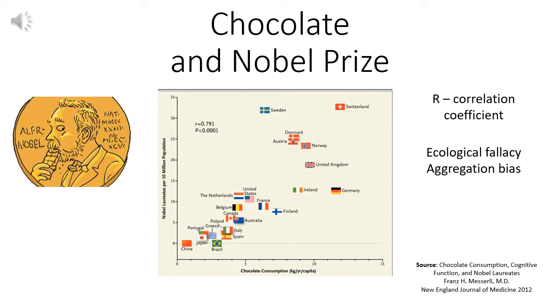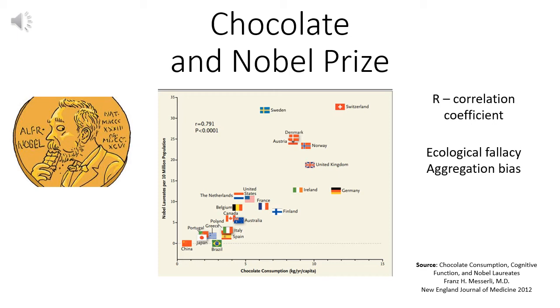The relationship between these two variables in an ecological study is expressed with a Pearson's correlation coefficient R. Therefore, ecological studies are also called correlation studies. In this case, the R is very high. It reaches 0.8, which indicates a strong correlation because the maximum is 1.